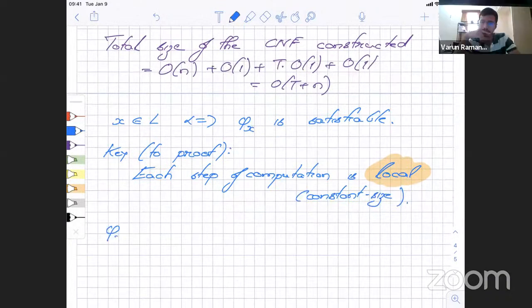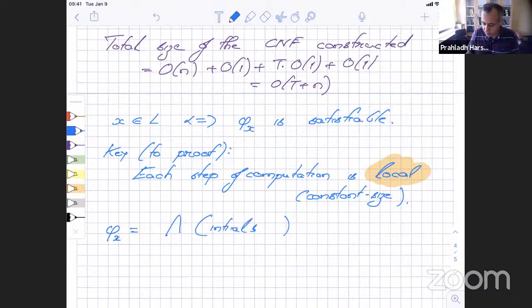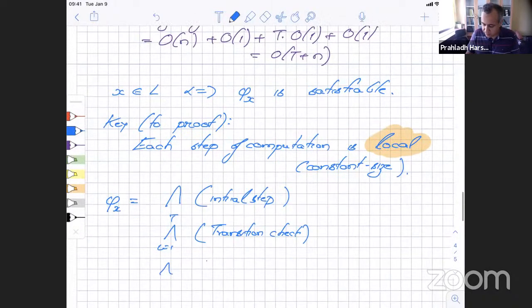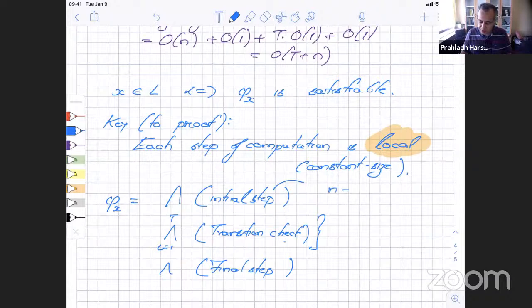Therefore, the final phi-x is going to look like this. There are the clauses corresponding to the initial steps. Then there's an AND going from 1 to t, corresponding to each of the transition checks. And finally, there's the final step. So that is going to be the entire CNF. There are a lot of clauses over here. There are t clauses, but the initial part has n clauses in it, and each of the others is just constant. Any questions?